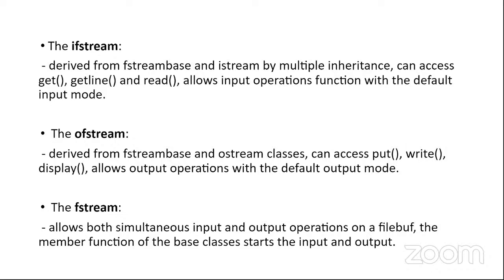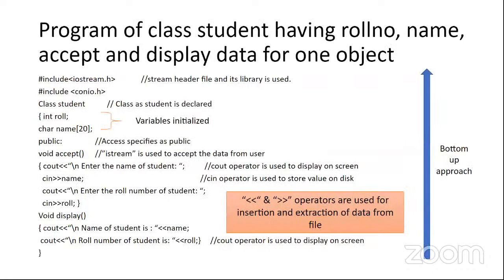And the third one, fstream, allows both simultaneous input and output operations on a file buffer. The member functions of the base classes start the input and output. Next slide. Next slide.